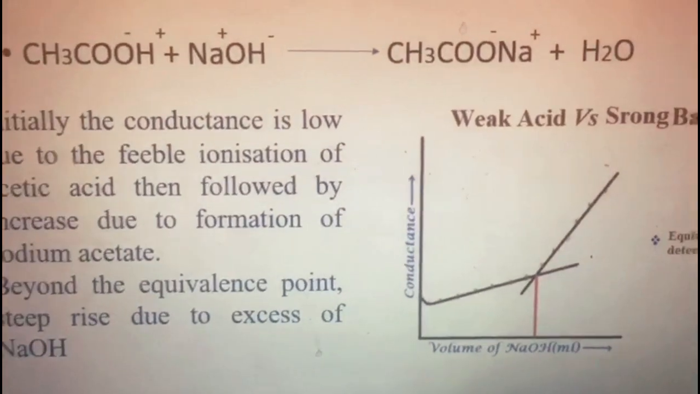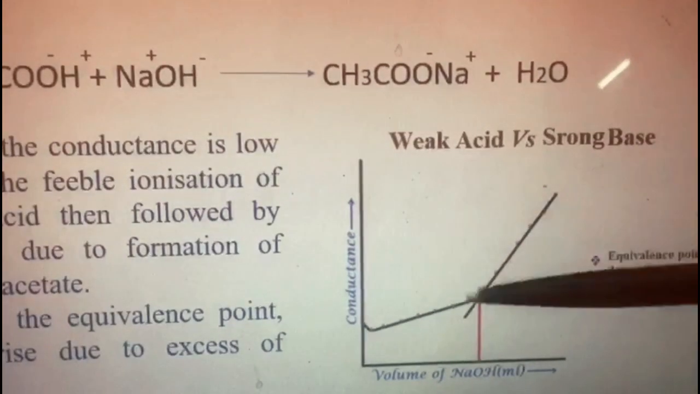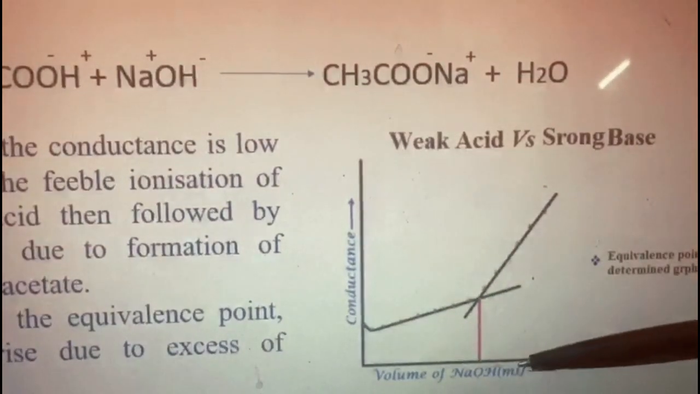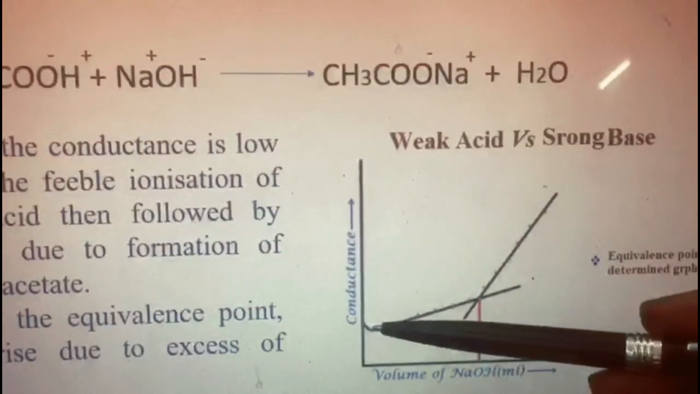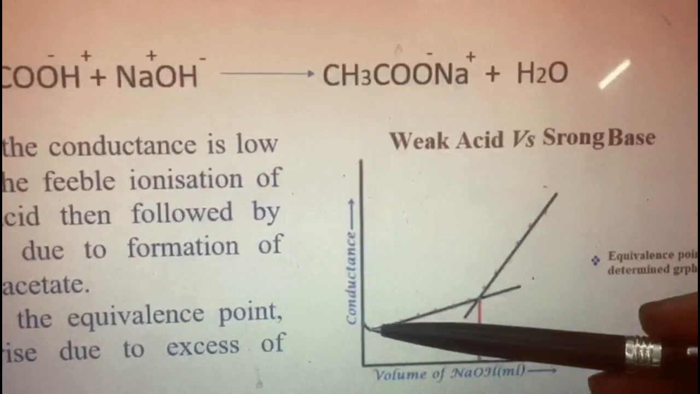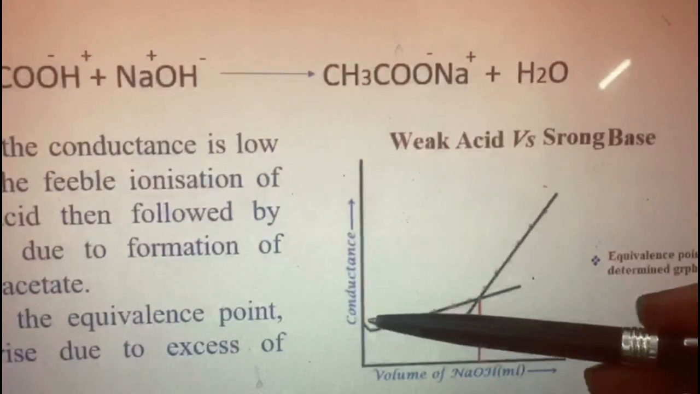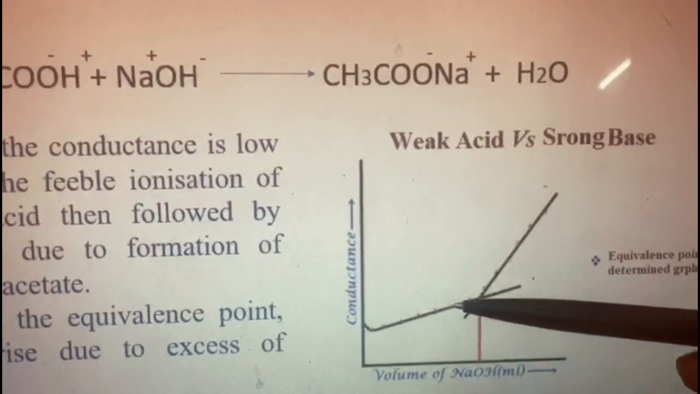Now this is the conductivity curve for strong acid versus weak acid versus strong base. Here we can see conductance versus volume of sodium hydroxide. First the conductance was low, then it slightly decreases because, as I told you already, H plus reacts with OH minus to form water, so due to the absence of H plus the conductivity decreases. Then due to the formation of sodium acetate, it slightly increases.